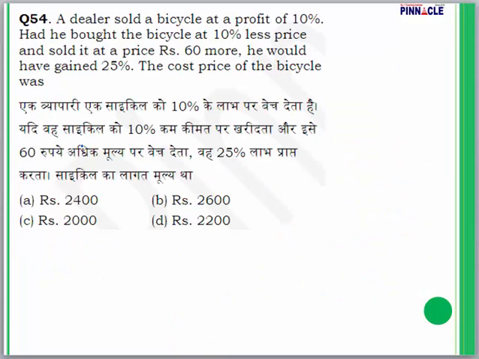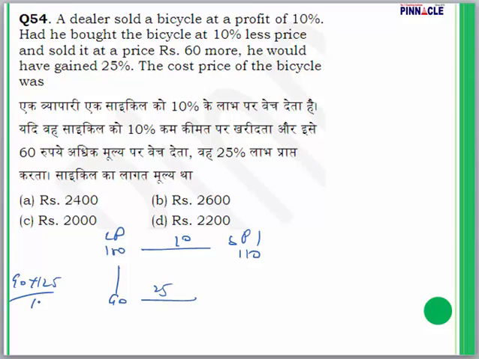Question number 54. A dealer sold a bicycle at a profit of 10%. Had he bought the bicycle at 10% less price and sold it for 60 more, he would have gained 25%. The cost price of the bicycle would be how much? Now see in this case, take CP as 100. In the first case 10% profit, it means SP1 you can write here 110, but in the second case if the buying price is 10% less, it means 90 rupees and profit 25%, you can say 90 into 125 by 100.